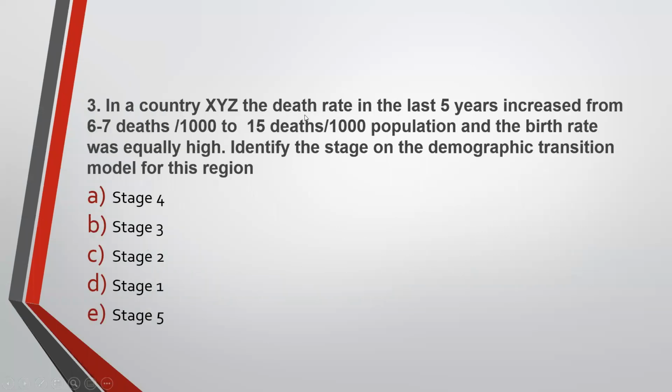In a country XYZ, the death rate in the last 5 years increased from 6 to 7 deaths per thousand to 15 deaths per thousand population. And the birth rates are equally high. Identify the stage on the demographic transition model for this region. Either it's stage 4, stage 3, stage 2, stage 1, or stage 5.